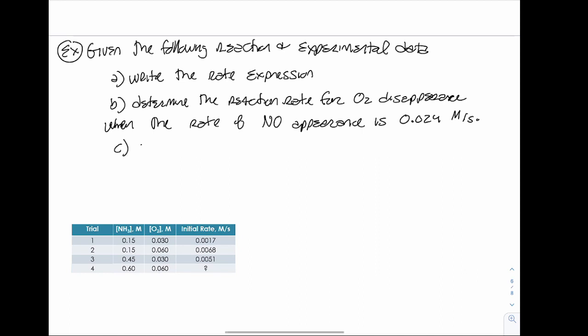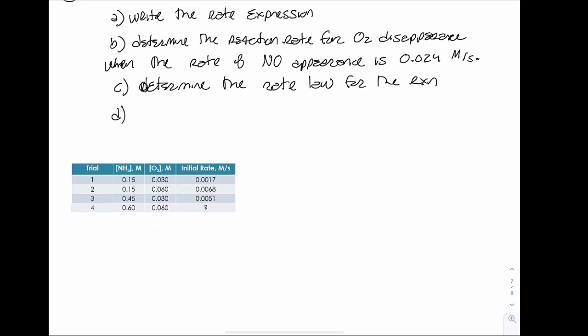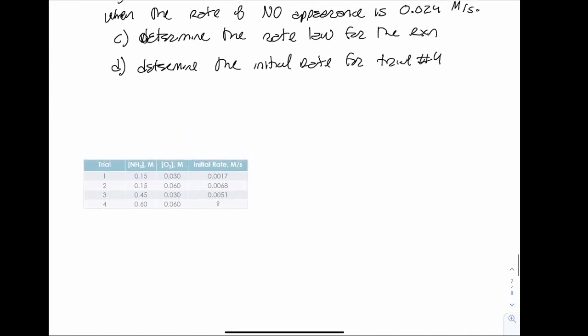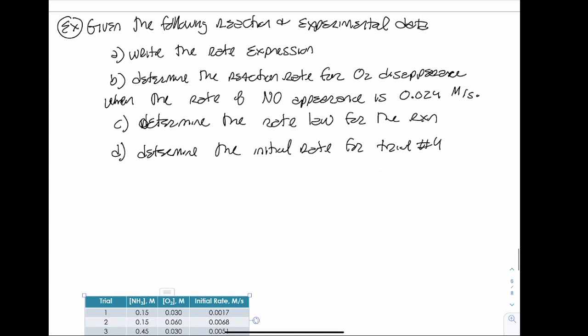C, we're going to determine the rate law for the reaction. D, determine the initial rate for trial number 4. So that'll be in our table here, which I will blow up for us. So all sorts of stuff. You do need the equation.